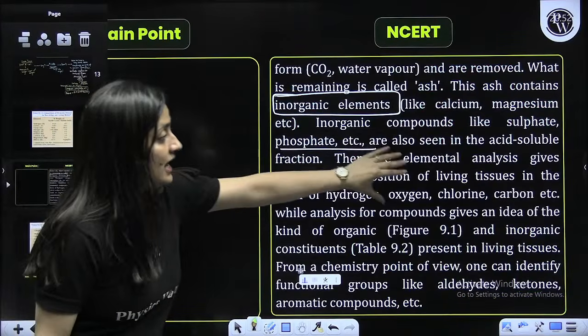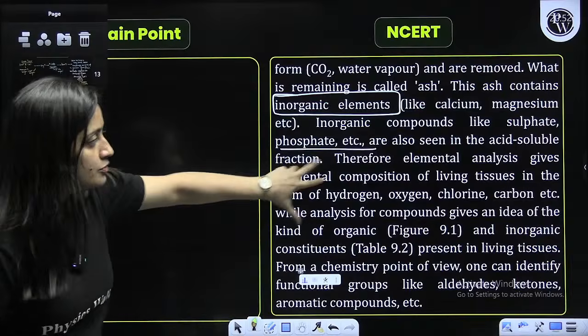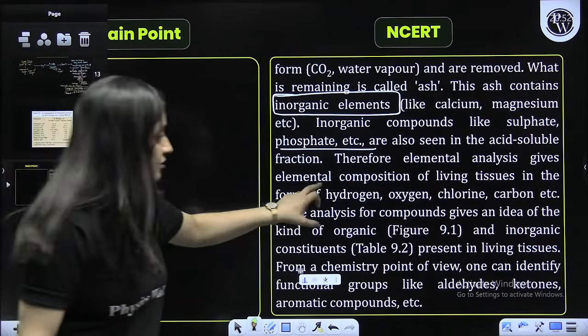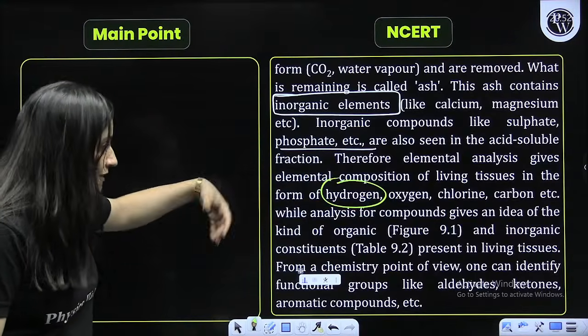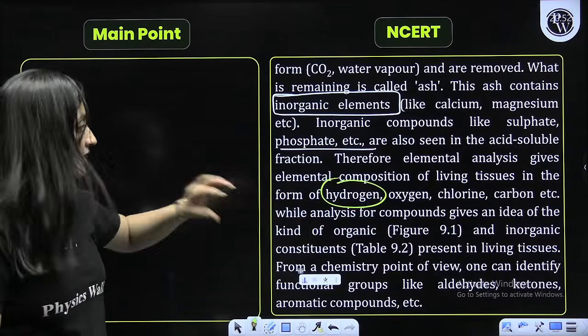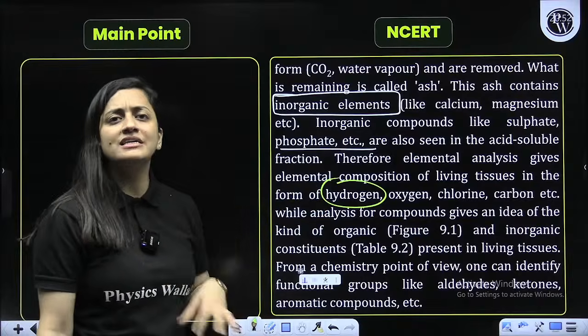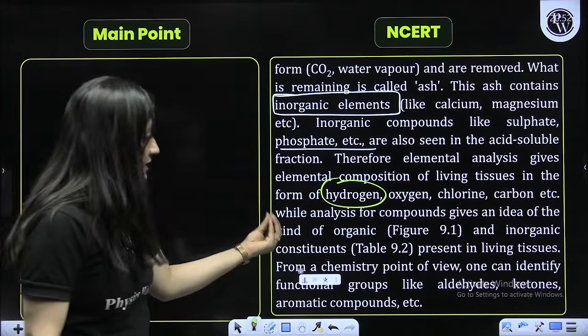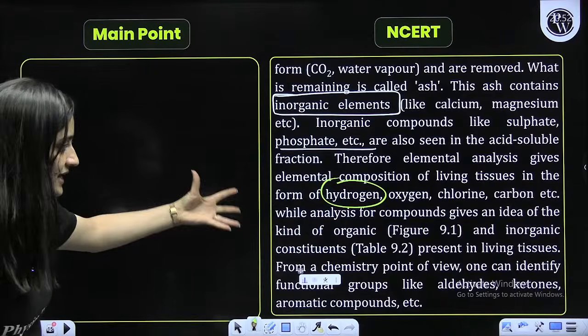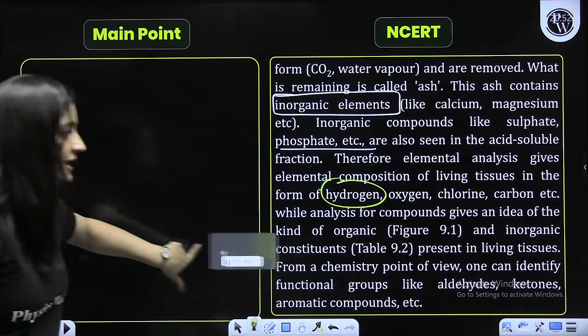So you can see element analysis gives the elemental composition of living tissue. How? In the form of hydrogen, oxygen, chlorine, etc. While analyzing for compounds, when you go for the elements, you will see hydrogen, oxygen. Definitely you know what an atom is, what an element is. Then when you analyze the compounds, you will get an idea of the organic and inorganic compounds.